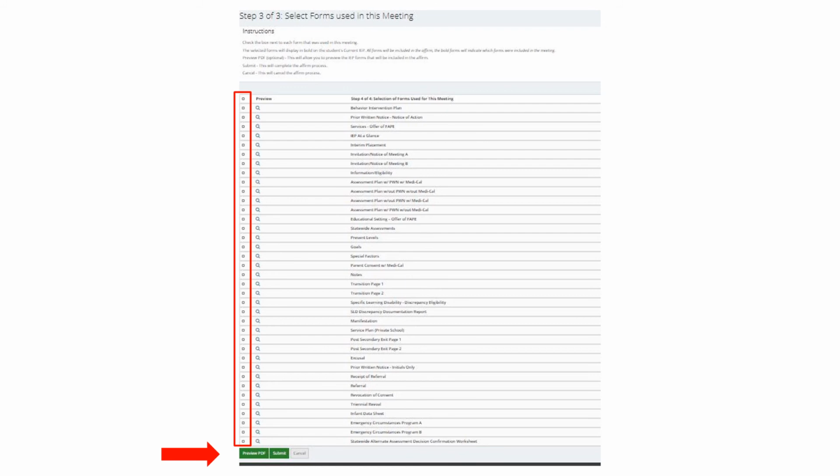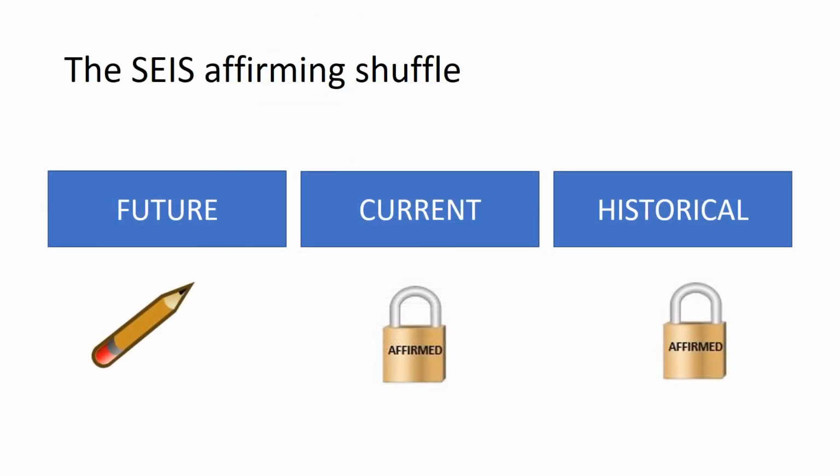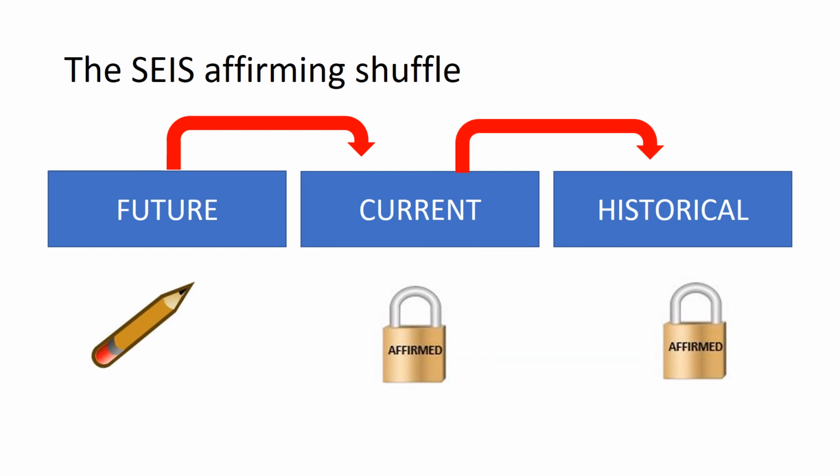If you forgot to check the box next to a form, or you didn't check any of the boxes, no problem. Everything is locked in the future. Checking the boxes on the forms used makes it easier for others to know what forms were used. Let's go back to the concepts. Remember the affirm shuffle? You've just affirmed the future IEP, locking in that IEP, and it becomes the current IEP. The prior current IEP at this point becomes the historical IEP.